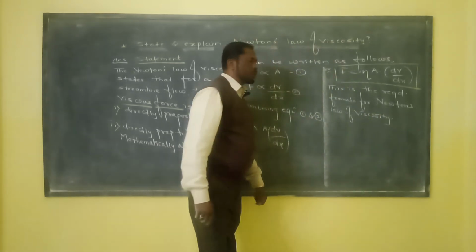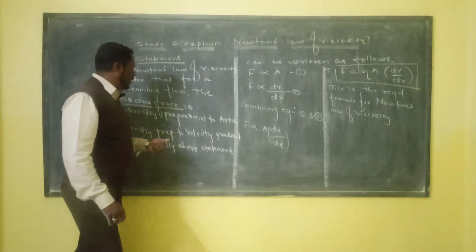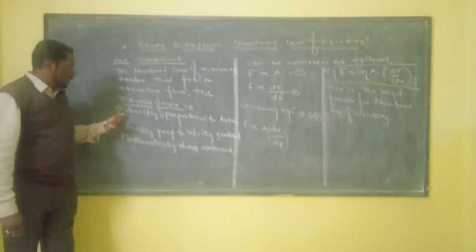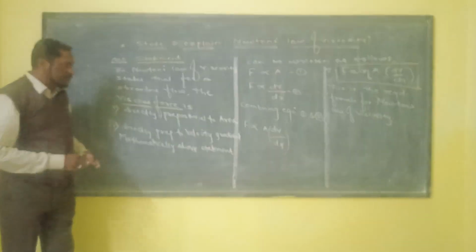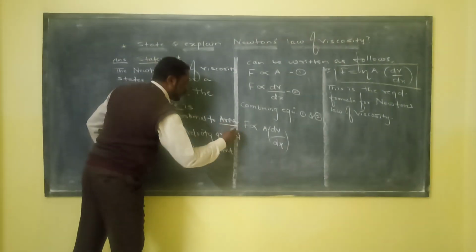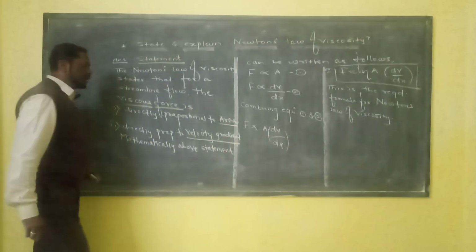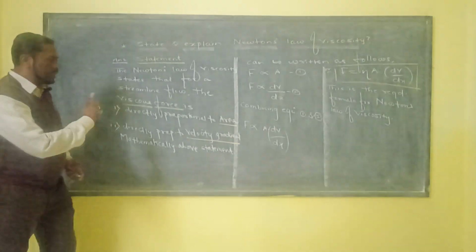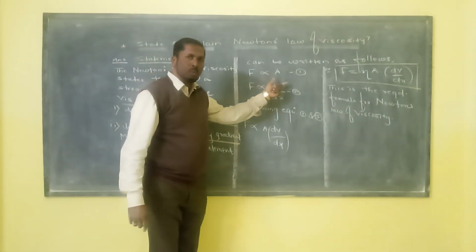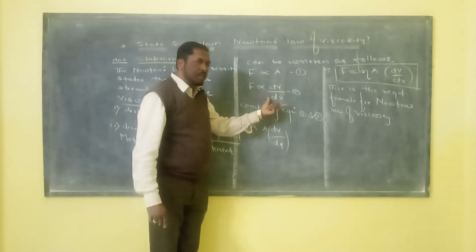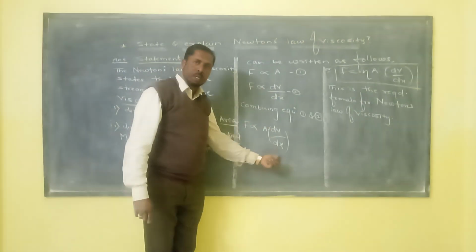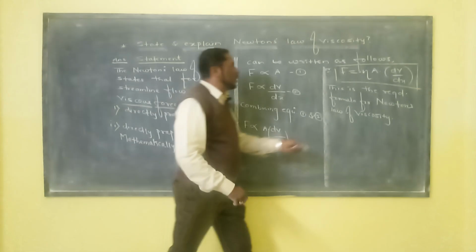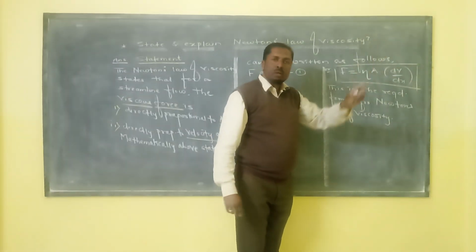Newton's law of viscosity states that the viscous force is always directly proportional to area and directly proportional to velocity gradient. Mathematically, this can be written as F proportional to A, F proportional to dV by dx. Combining 1 and 2, we can write F proportional to A into dV by dx, or F is equal to eta into A into dV by dx.